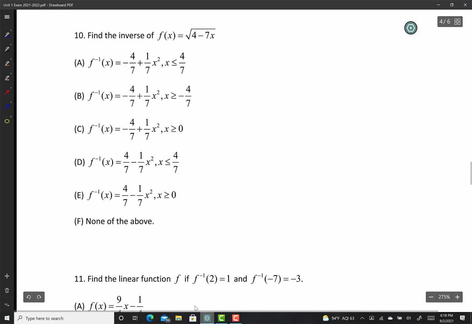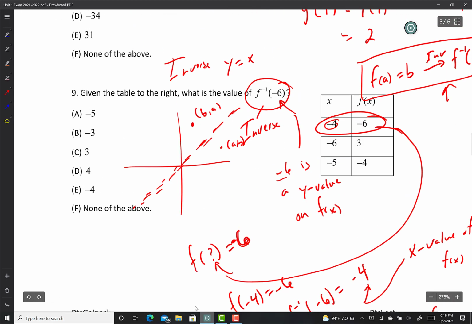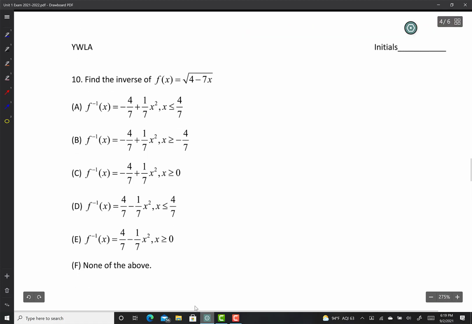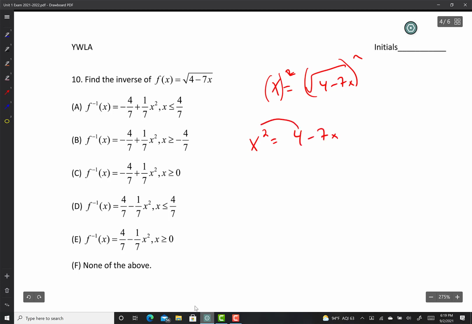Find the inverse, again, just like we just talked about right now, y equals x. So that means we can just interchange the x and y and solve for y. So I'm going to go x equals square root of 4 minus 7y, and I'm going to square both sides. So when I do that, you're going to have x squared equals 4 minus 7y, and then I'm going to move the 4 to the other side. So x squared minus 4 equals negative 7y.